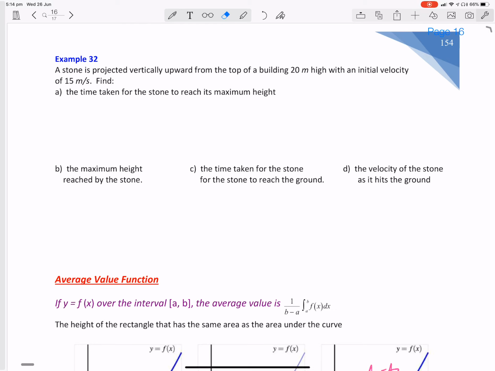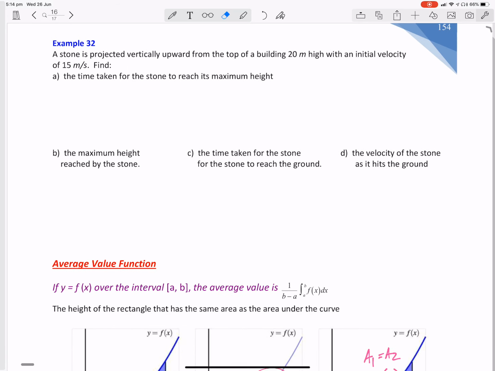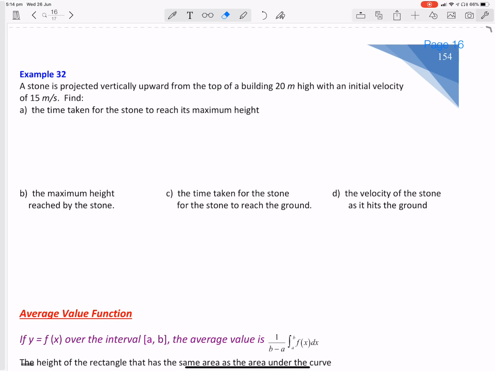Now we're going to look at particles that are projected, or rocks or something that's been projected up into the air. In this case, the thing that accelerates something, like a pen if you throw it up in the air, is gravity back into the earth. Here, a stone is projected vertically upward from the top of a building 20 meters high with an initial velocity of 15 meters a second.